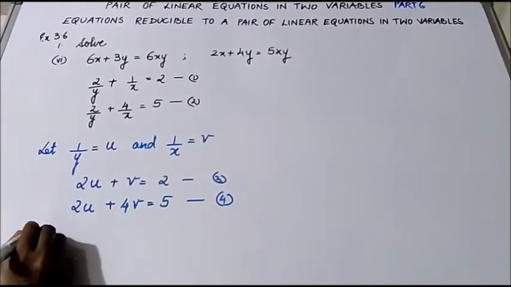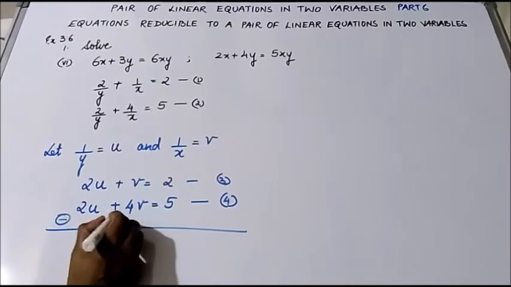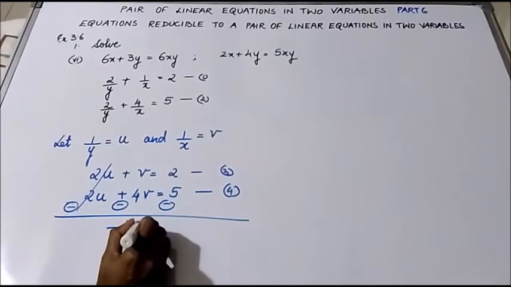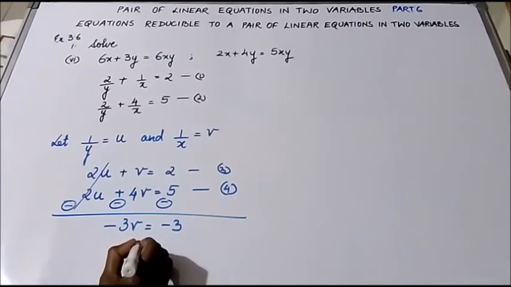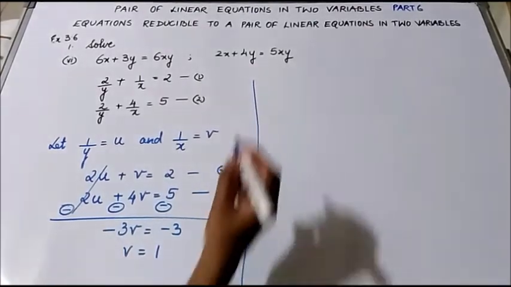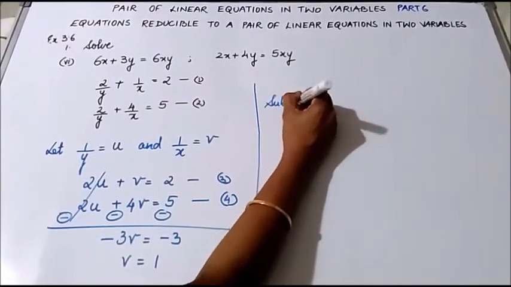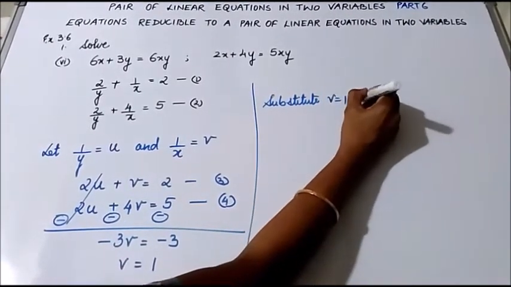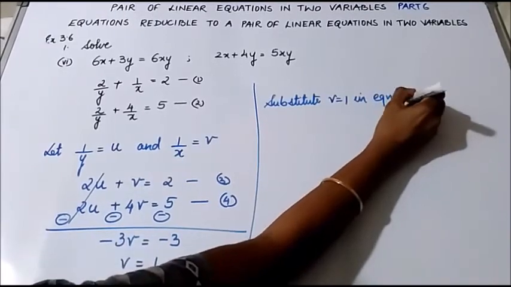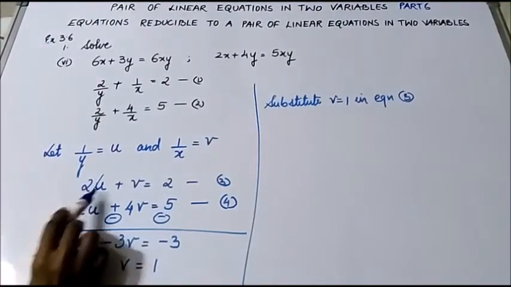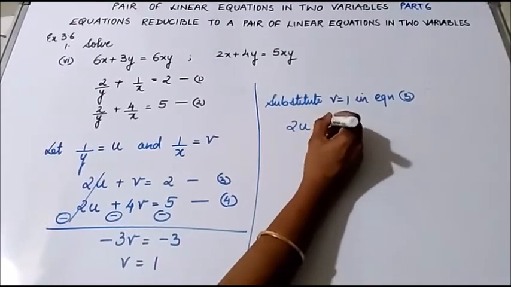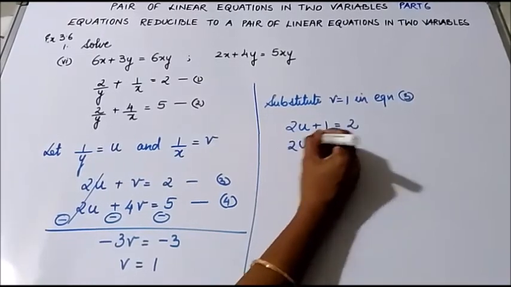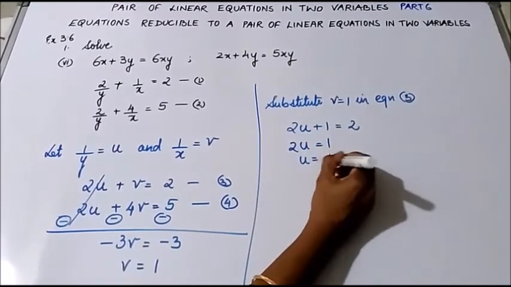We will solve this by elimination method. We will subtract both the equations. Here you will get minus 3v is equal to minus 3, that is v is equal to 1. Now substitute v is equal to 1 in equation 3. What you get in equation 3 was 2u plus v, that is 2u plus 1 is equal to 2. This will give us 2u is equal to 1, u is equal to 1 by 2.